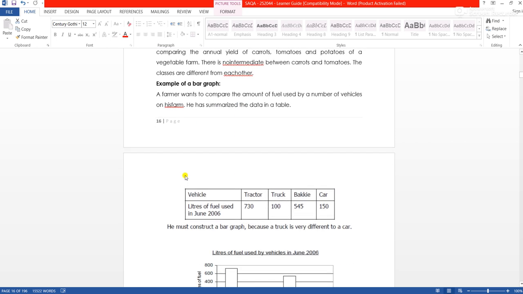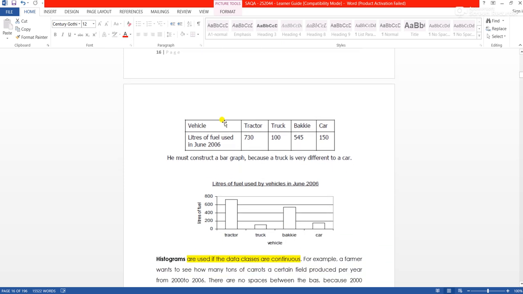Let's just go through that example. A farmer wants to compare the amount of fuel used by a number of vehicles on his farm. He has summarized the data in a table. So we've got a data table with the descriptions and our figures. Within our descriptions, we've got vehicle: tractor, truck, bakkie, and car. The liters of fuel used in June 2006, and the figures for tractor is 730, 100, 545 and 150.